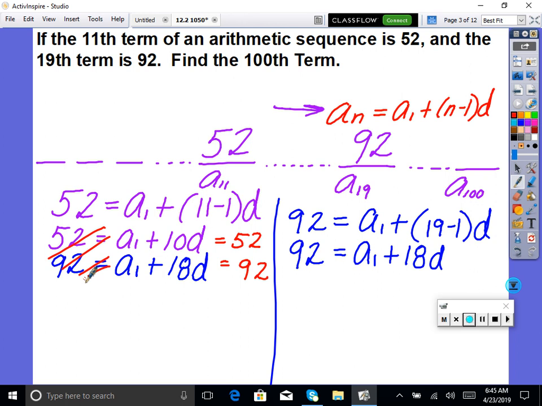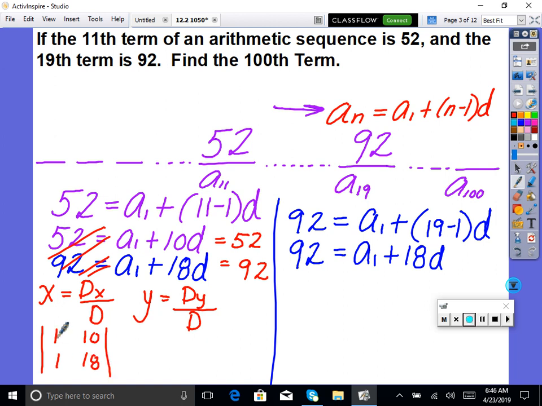Okay, so this is our true statement. So you find the original determinant, because remember x, this is what we'll call x. Okay, everybody, a sub 1 is x. So x is equal to dx over d, and y is equal to dy over d. So let's find what d is. Remember, d is the original determinant. So then we would put in our original coefficients, which would be 1, 10, 1, 18. So let's hurry and calculate the original determinant. 18 minus, right, 18, the diagonals times, 18 minus 10, which is 8. So we know 8 goes on the bottom here.